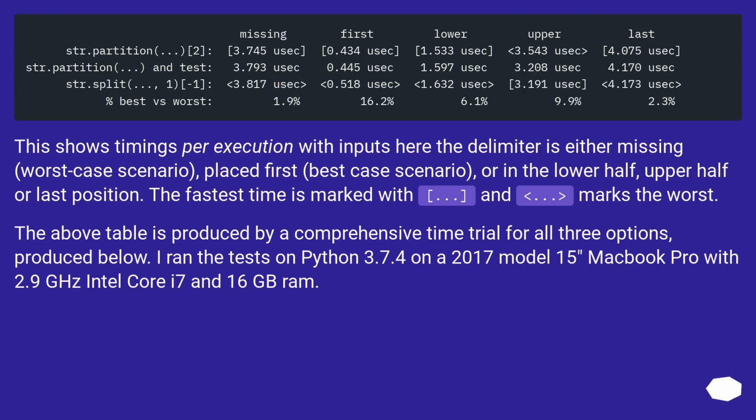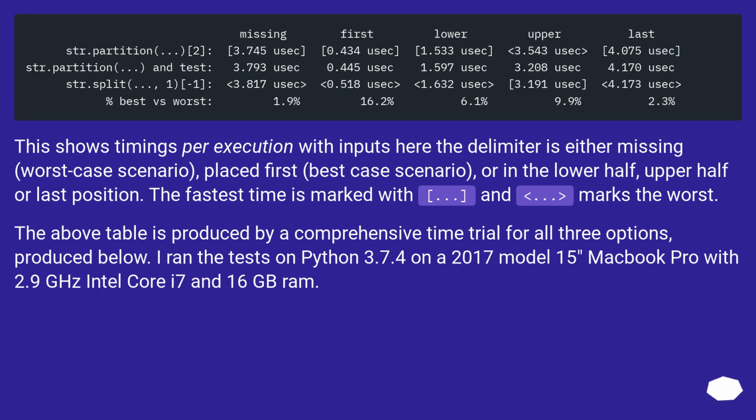This shows timings per execution with inputs here. The delimiter is either missing, worst case scenario, placed first, best case scenario, or in the lower half, upper half or last position. The fastest time is marked with ... and is lower than ... is greater than marks the worst.